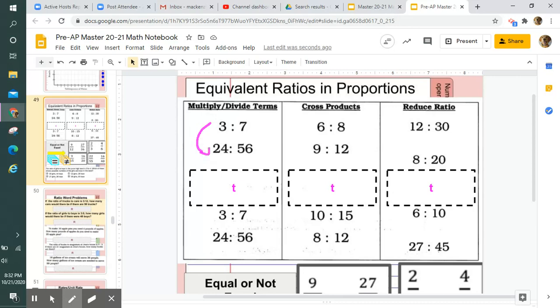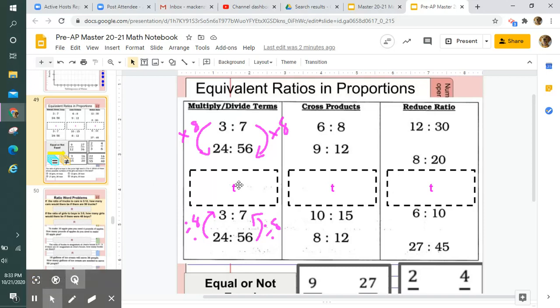Between 3 and 24, I can go from 3 to 24 by multiplying by 8. And I can go from 7 to 56 by also multiplying by 8. So these ones have a multiplicative relationship because you can multiply by 8 to get there. Also, looking at the ones at the bottom, it's the same too. We can go from the big number to the small number, and this time we wouldn't be multiplying by 8, we would be dividing by 8. So we're going to divide by 8 for those two.